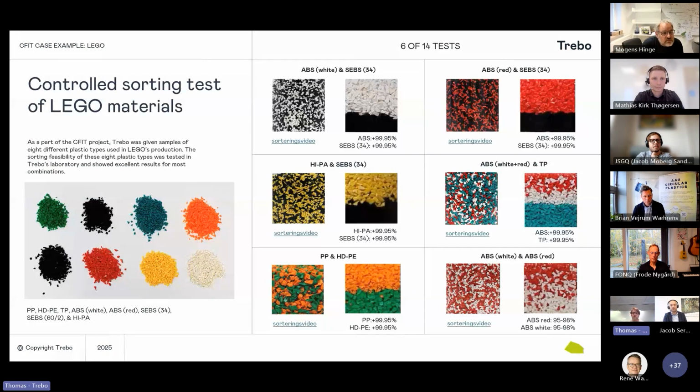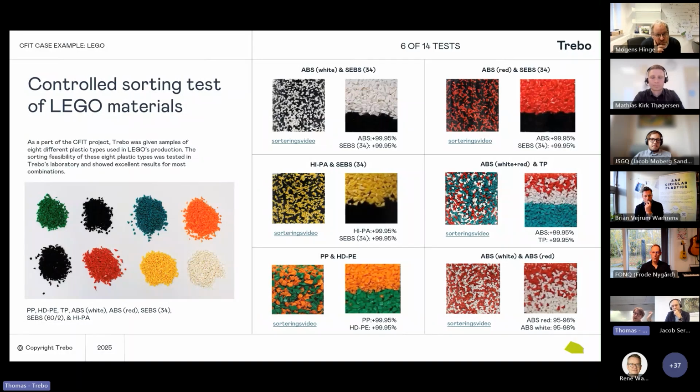And here I just want to show you one of the things we did in the CFIT project. We worked closely together with Lego, where we wanted to test what we can actually sort, how it works, and what kind of purities we could achieve. As you see here on the right, with the ABS, which is the main material that Lego uses, we achieve very, very high purities. Also with most of the other materials, we achieve very, very high purities. And it was tested both at our site, but also at Lego's own site.